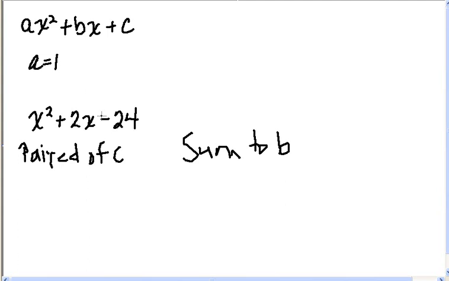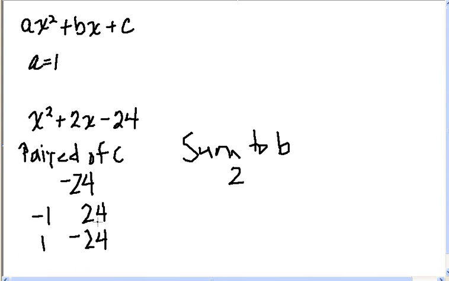So when a is equal to 1, we're simply looking for paired multiples. In this case, c is negative 24. And we want those two multiples, when we add them together, to sum to b, which in this case is 2. So I can start going through the list of multiples of negative 24. I know that one of them is going to be negative and one of them is going to be positive. Minus 1 and positive 24, or positive 1 and a negative 24.